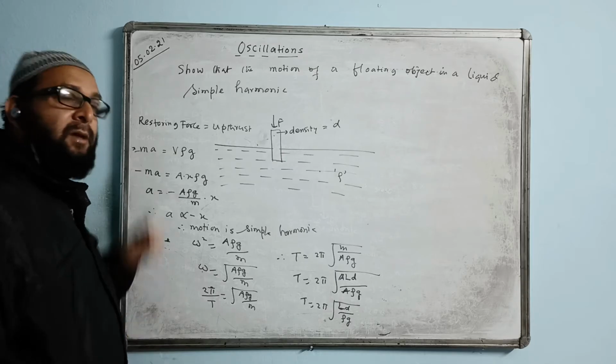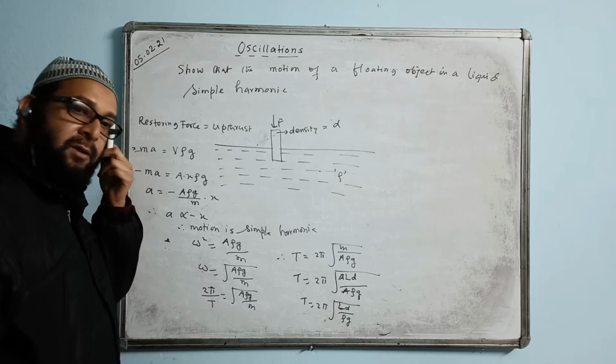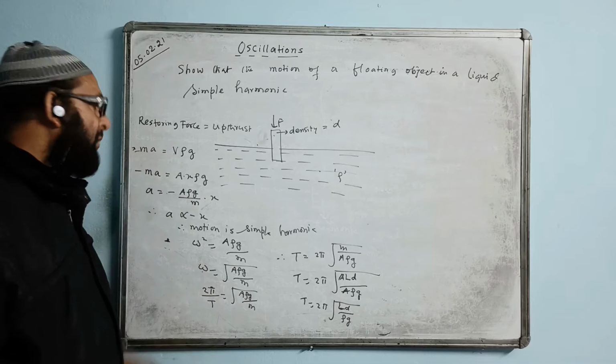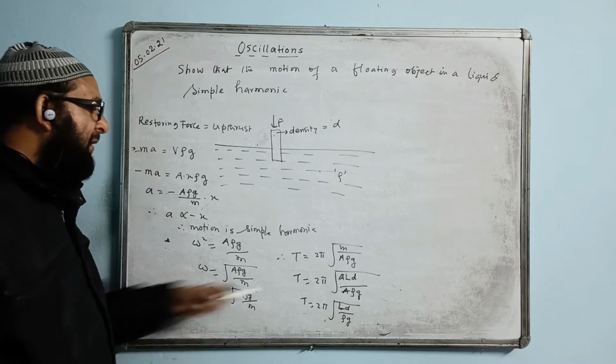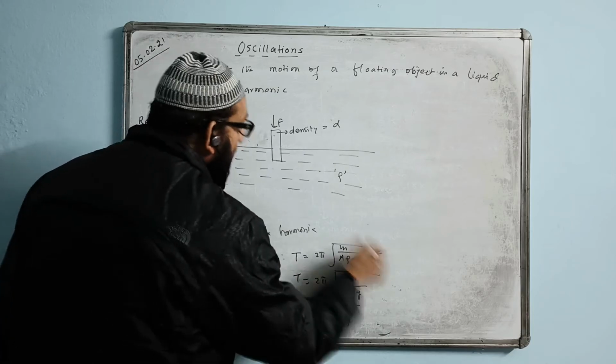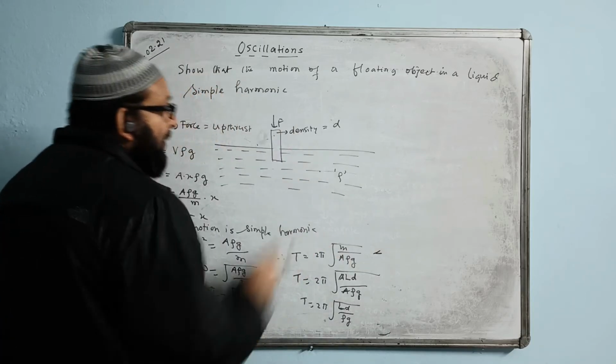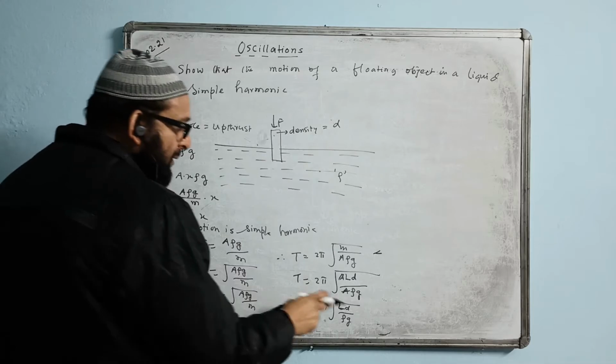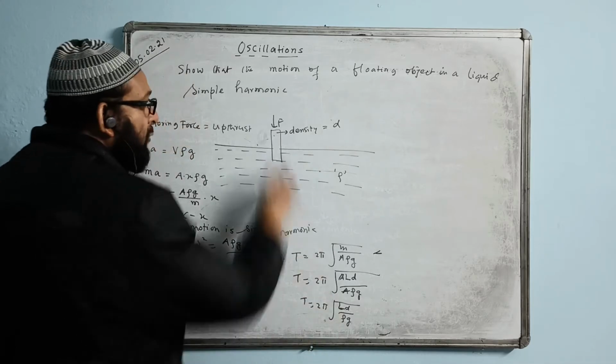So the question will come: show that the motion of this floating object on the surface of water is simple harmonic. You have to prove this simple harmonic motion and find the time period. The time period formula depends on what is given. If the mass of the object is given, we use this formula. When the density d of this object is given, then we have to use this formula, where L is the total length of the object.